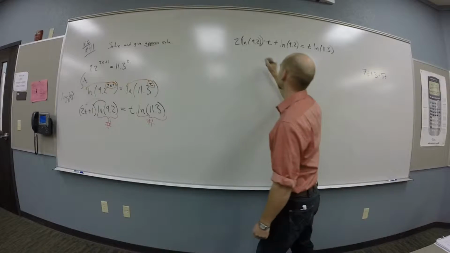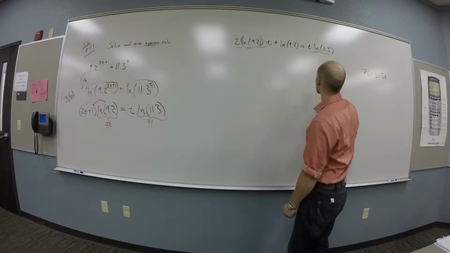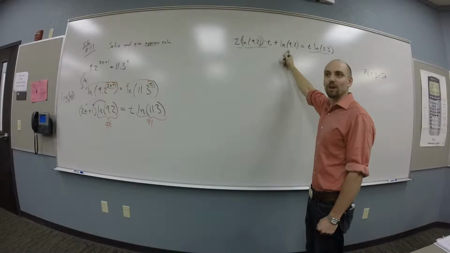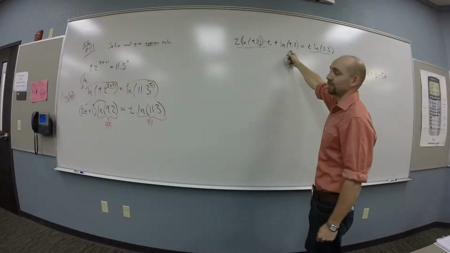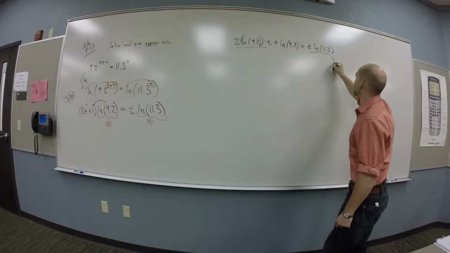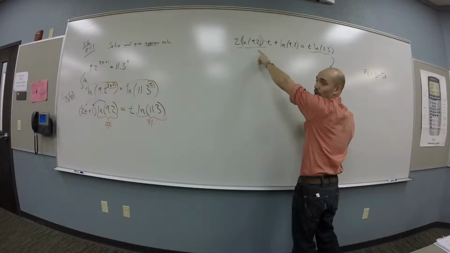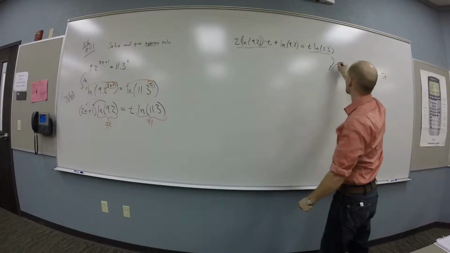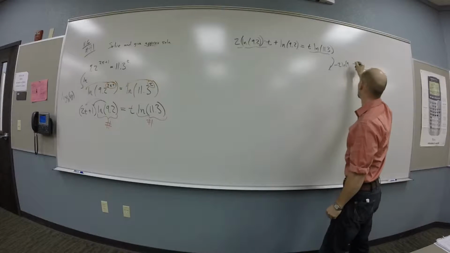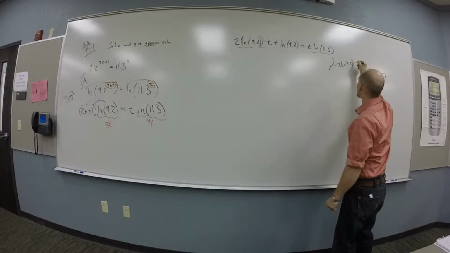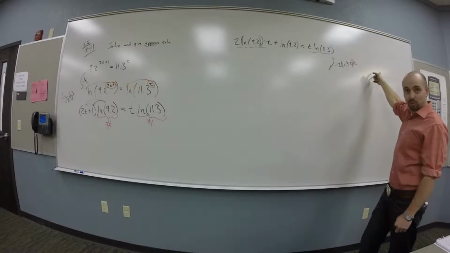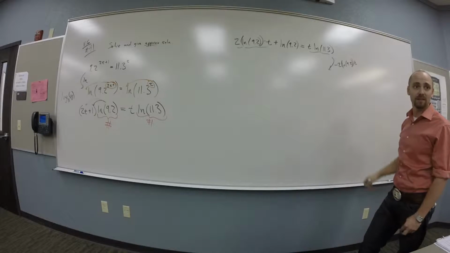This guy's got t's in it, that guy's got t's in it. This one doesn't. So I've got to put those two things together and that guy on the other side. Minus 2 log of 9.2 times t's, right? That's the equivalent of me subtracting 7t.